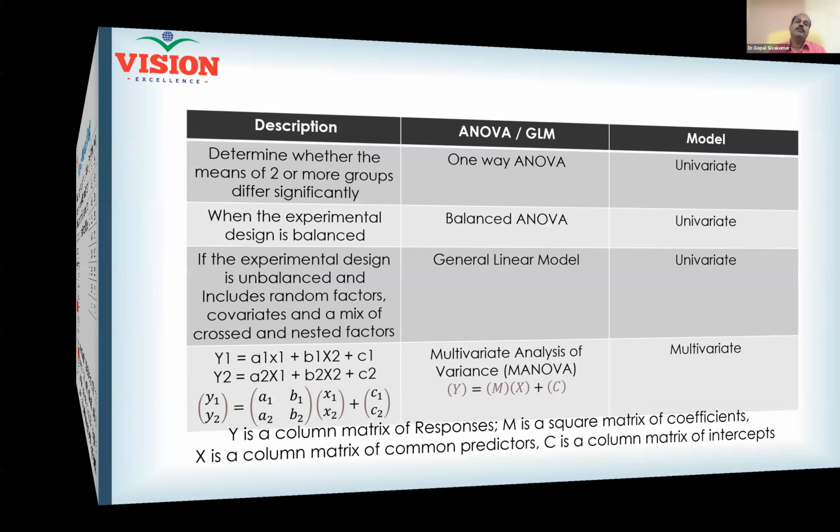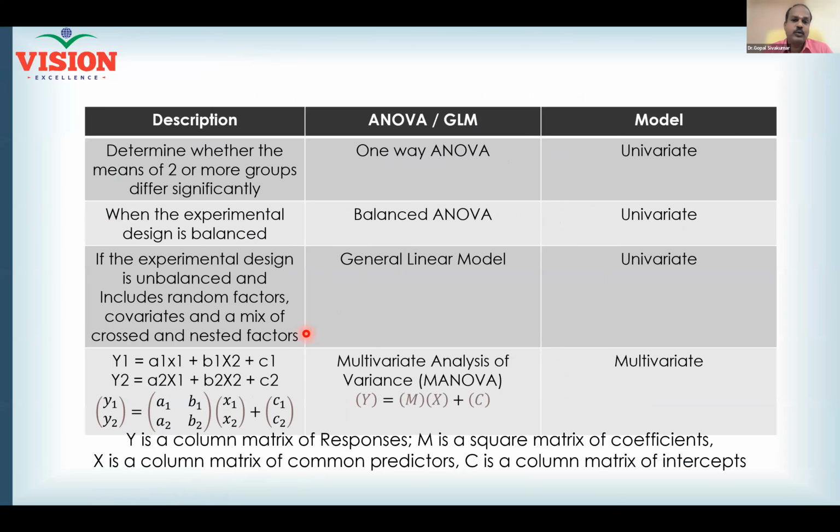So for you to perform ANOVA, your design must be balanced. If it is not balanced, you need to go for GLM. What is GLM? General Linear Model. Okay. So, to determine whether the means of 2 or more groups differ significantly.